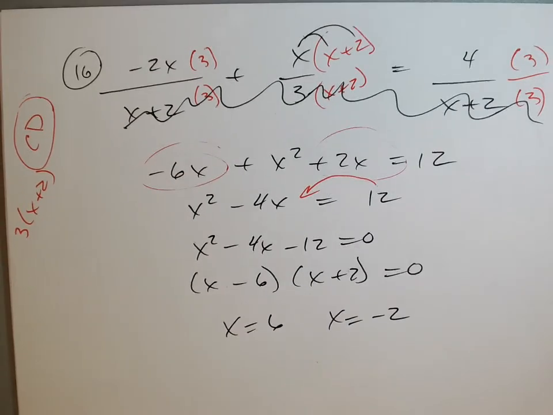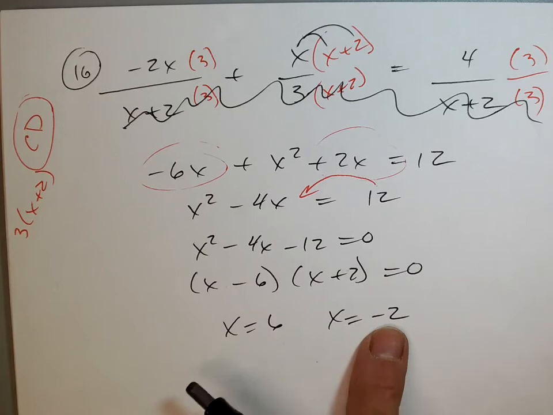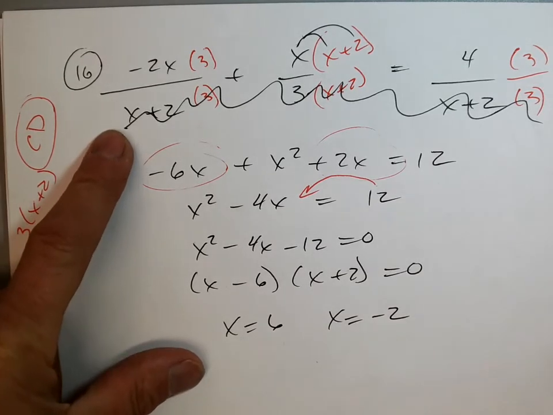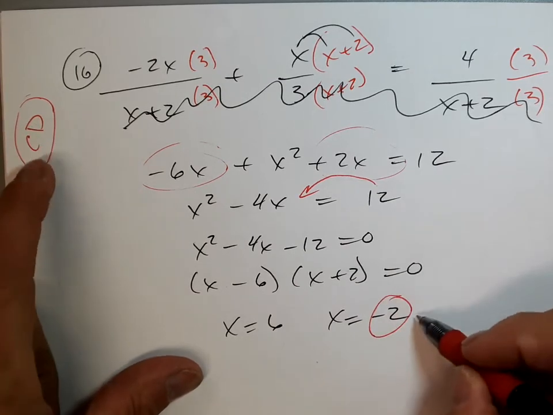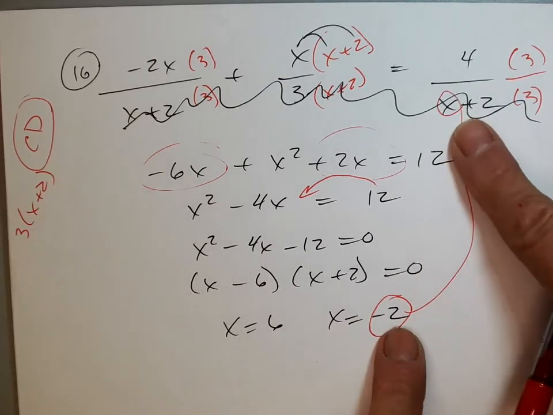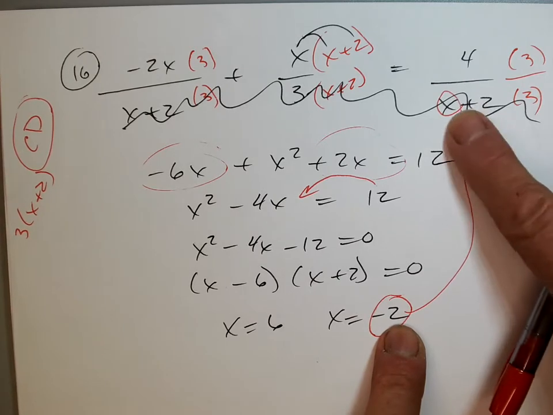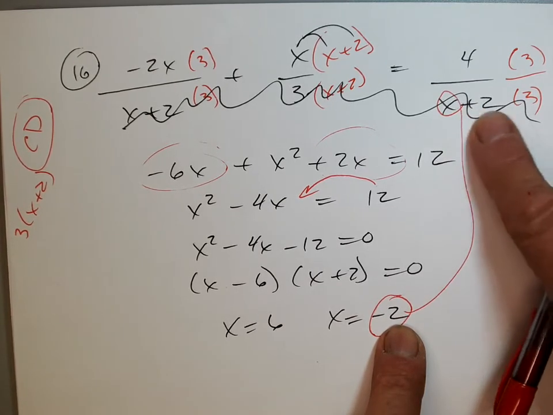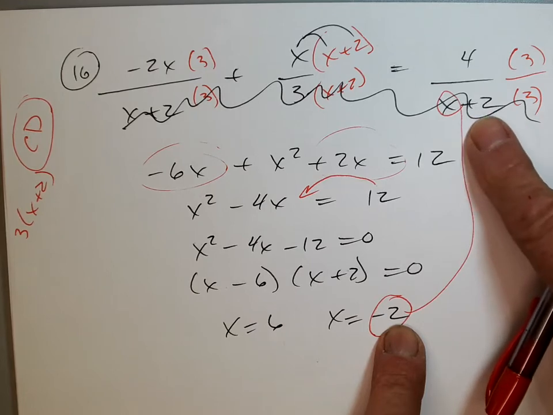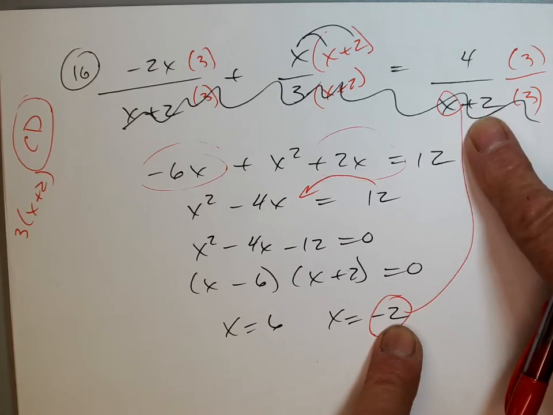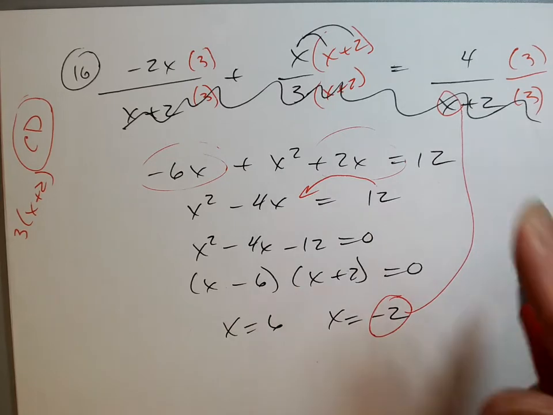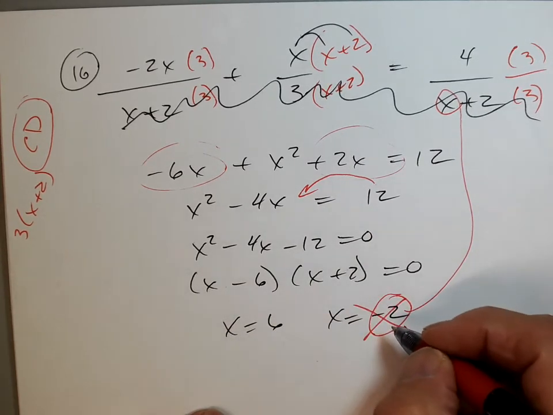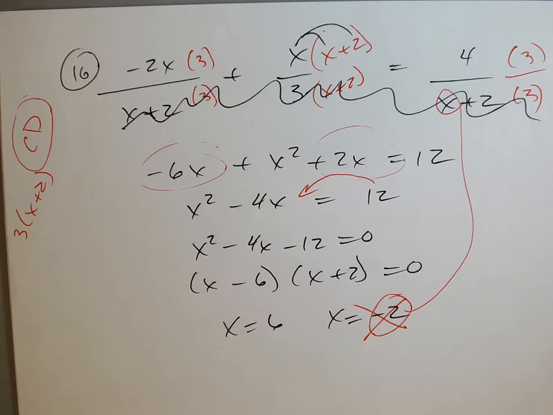But it can't equal negative 2. Why not? I'm going to throw out the negative 2. If I put the negative 2 into the original problem, what happens? The denominator equals 0. Can you divide by 0? Who's going to be sad? Cookie Monster. Don't divide by 0. So we throw away the negative 2. Make sure you check your answer. If you put a negative 2 right there, negative 2 plus 2, you divide by 0. Can't do that. Nope. Throw that out.